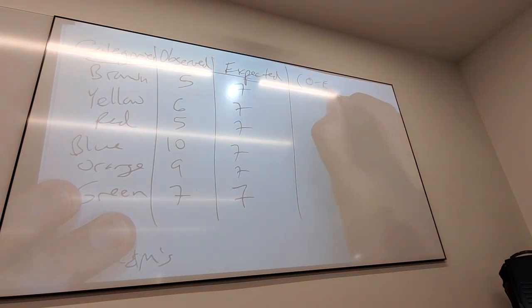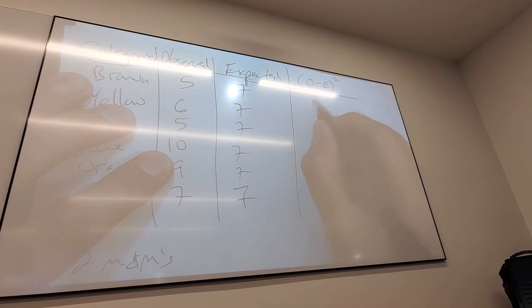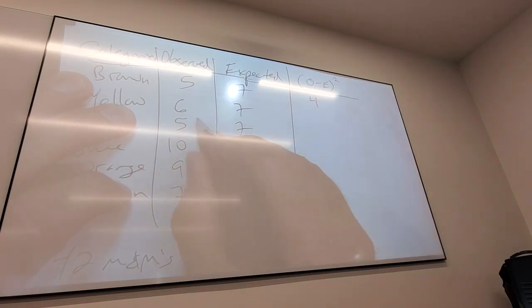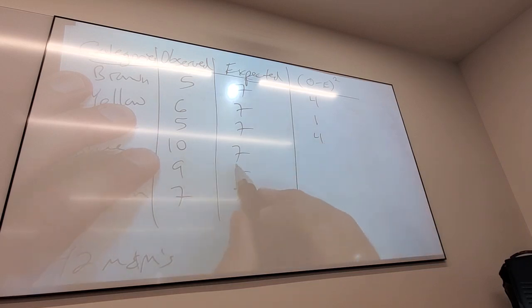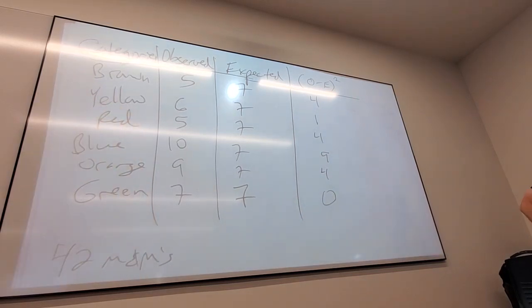So I'm not just going to do observed minus expected to see how different they are. I'm going to square it at the same time, for the same reason. I'm going to square it so that when I add them up, it doesn't just always come out to be 0, or else I can't tell anything. So help me out. 5 minus 7 is 2 squared is 4. 6 minus 7 is 1 squared is 1. 5 minus 7 squared, 4 again. 10 minus 7 is 3 squared is 9. 9 minus 7 is 2 squared is 4. 7 minus 7 squared is 0. Okay.